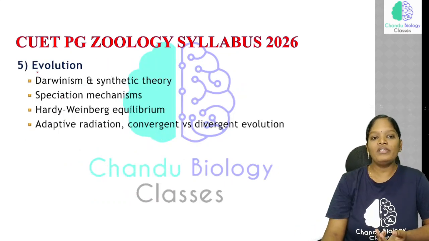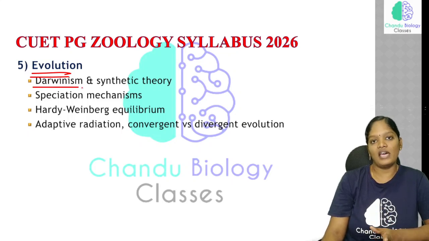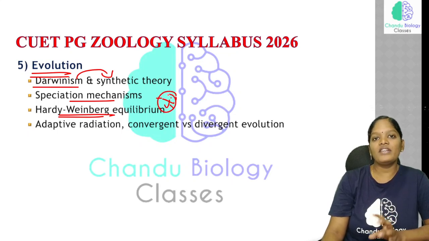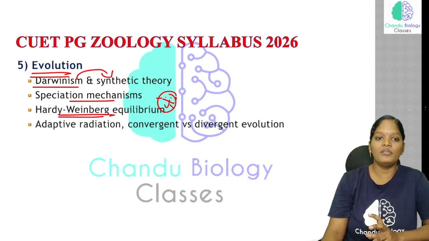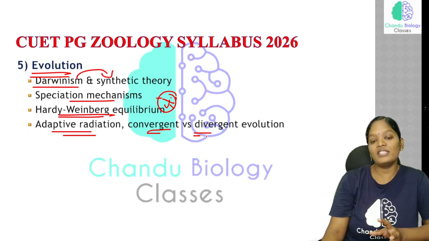So the fifth unit will be evolution. Whenever we study evolution, we should not skip the scientist Darwin. Charles Darwin, and the synthetic theory, speciation mechanism, Hardy-Weinberg equilibrium. This is very important. Based on which criteria? Which 5 criteria did Hardy-Weinberg propose for this Hardy-Weinberg equilibrium? Then adaptive radiation. What is adaptive radiation? What is convergent evolution? What is divergent evolution?